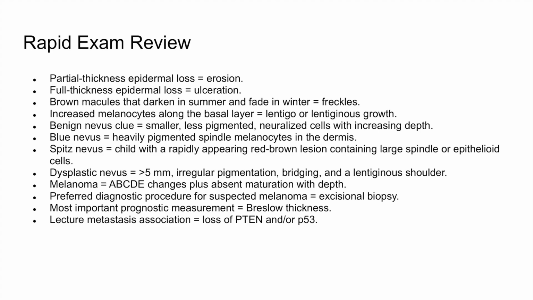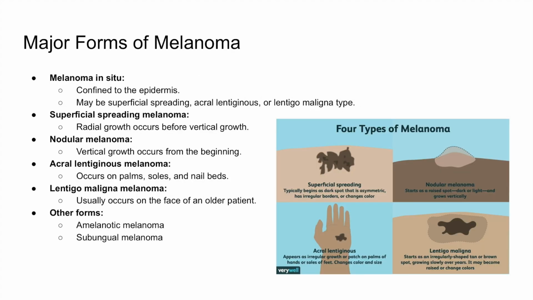Prognosis is strongly related to the Breslow thickness, and the lecture here associates metastatic progression with loss of PTEN or P53. So the major forms of melanoma. We have melanoma in situ, which is confined to the epidermis and represents stage 0 disease. Several patterns can exist in situ before becoming invasive.